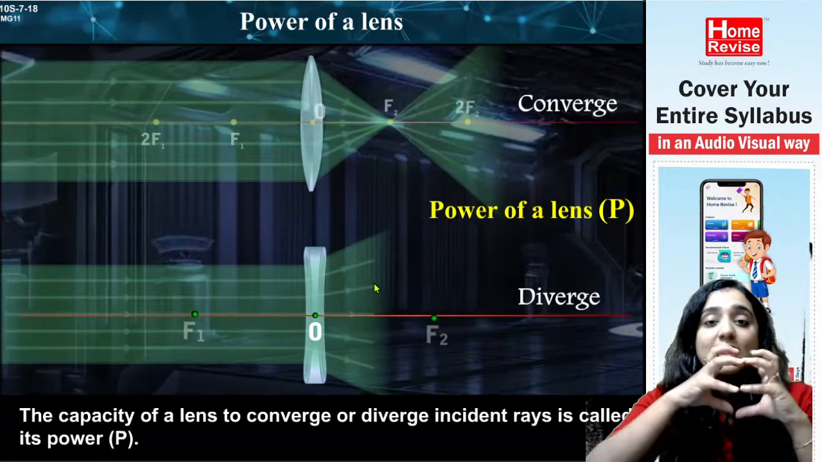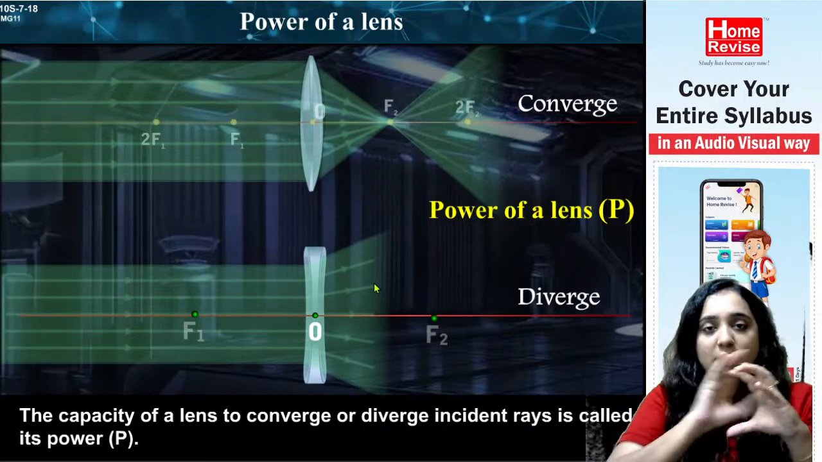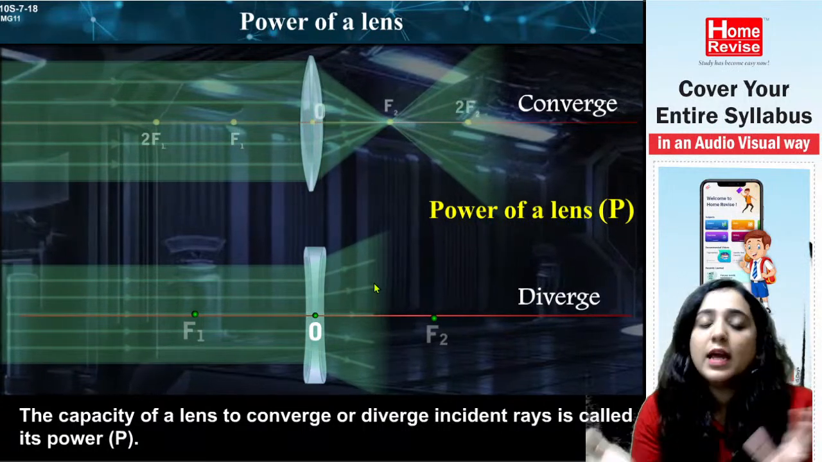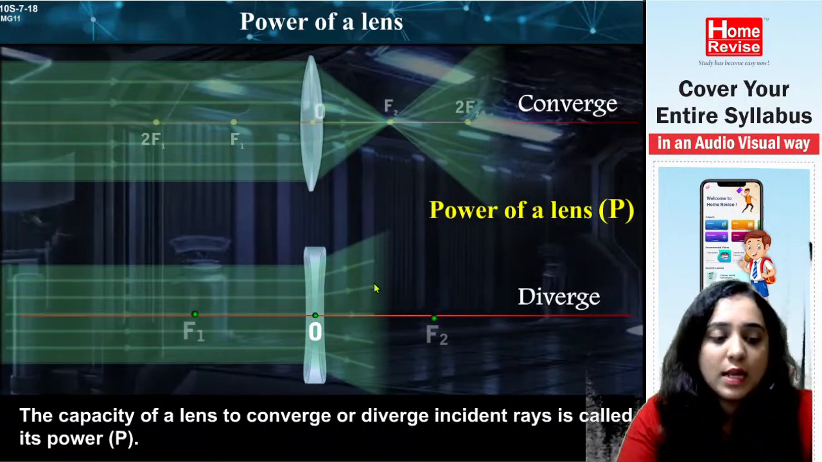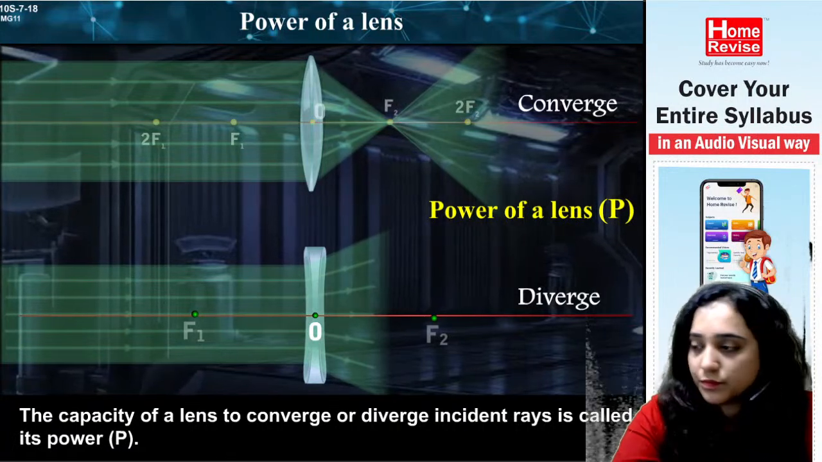The capacity of the lens to converge or diverge all the incoming rays is called the power of the lens. Okay, now pay attention.